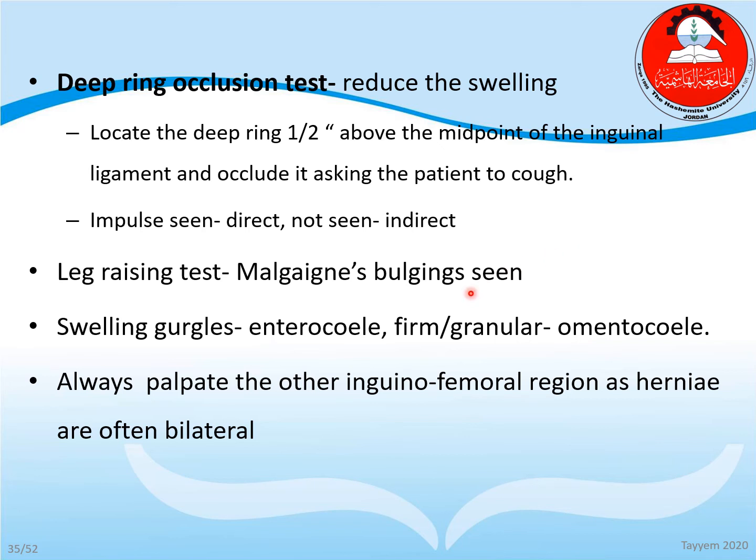When you reduce the hernia, if you feel gurgling, there is a small bowel. If it feels firm and granular, this is omentum. And always, if you find a hernia on one side, look for a hernia on the contralateral.